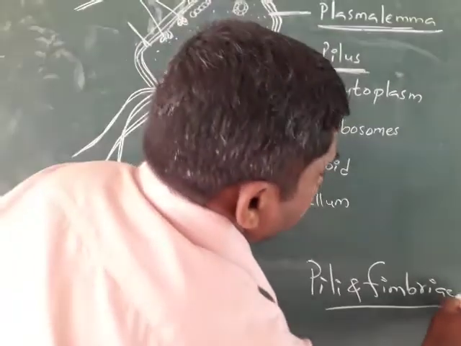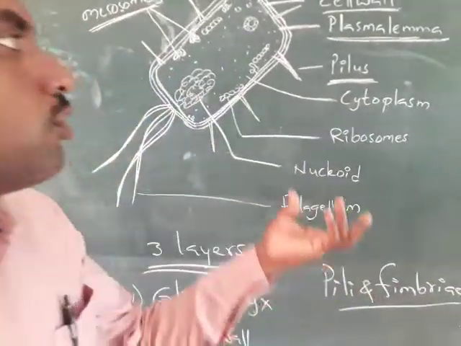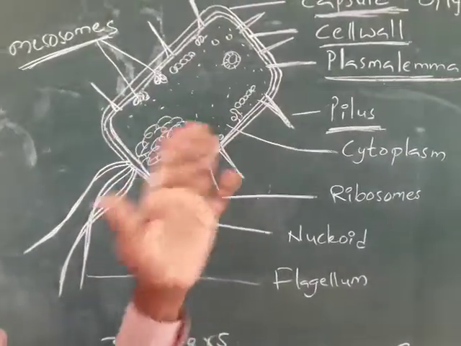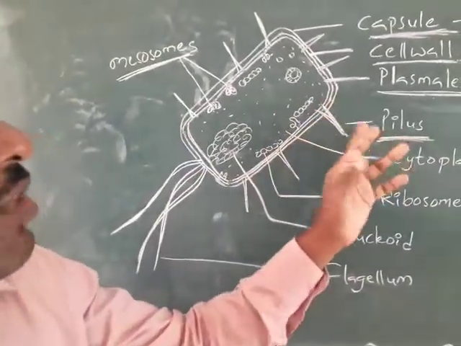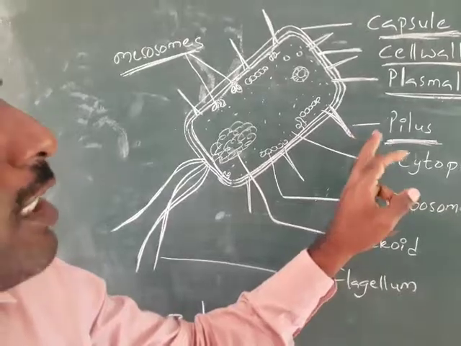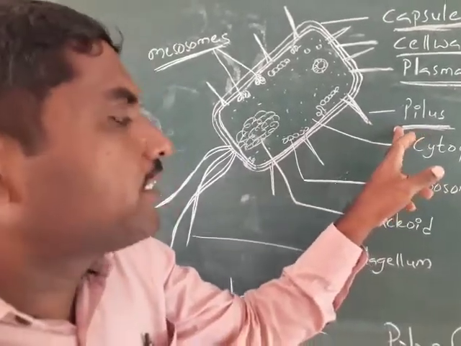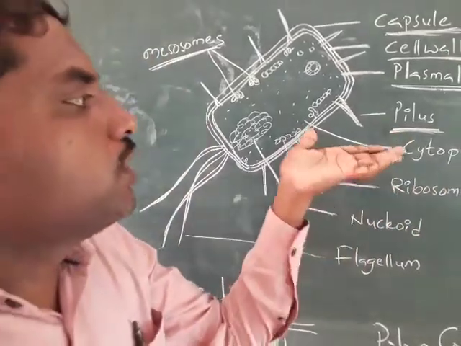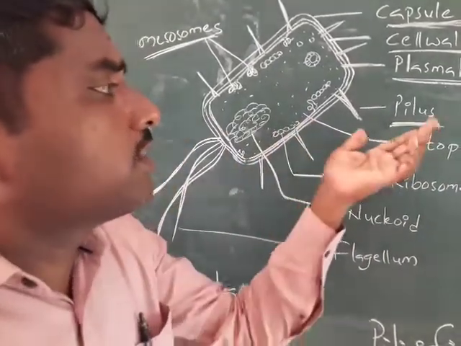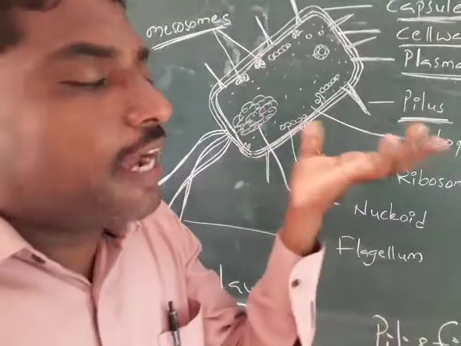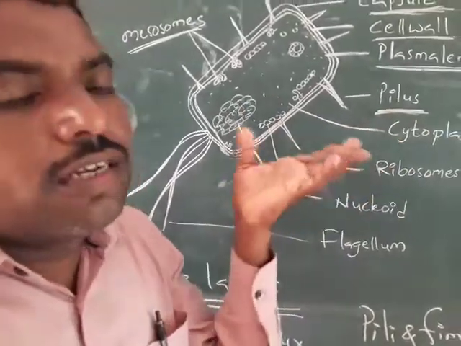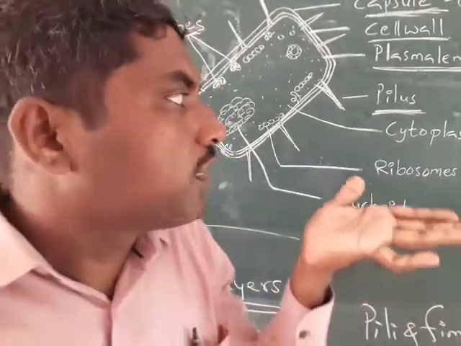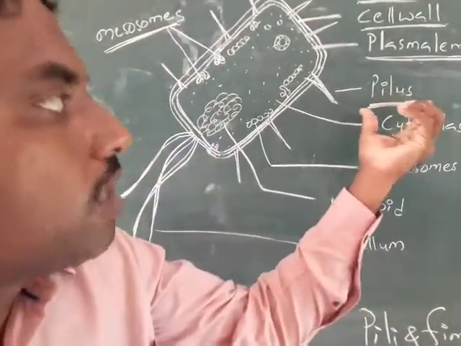Pili and Fimbriae. Those structures are also present on the outer membrane of the bacteria. The pilus is present on gram-negative bacteria and is used in the conjugation process, where it attaches to another bacterium. It is a horizontal gene transfer mechanism. That is the role of the pilus.